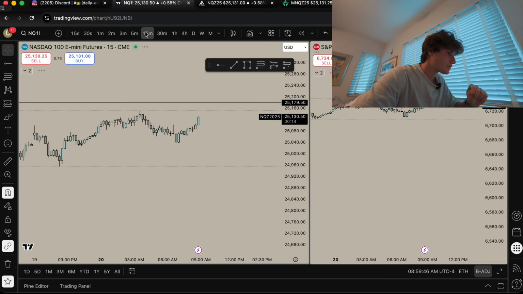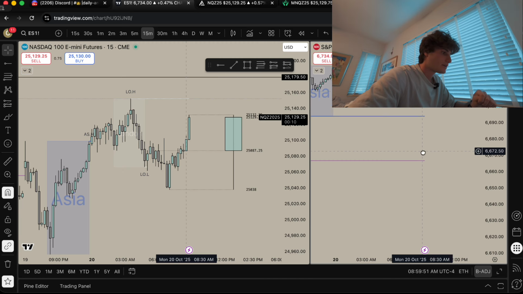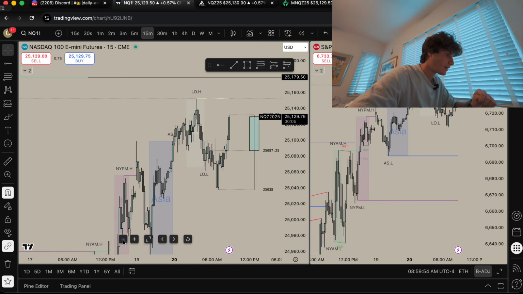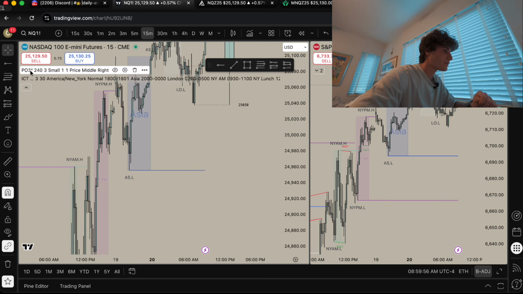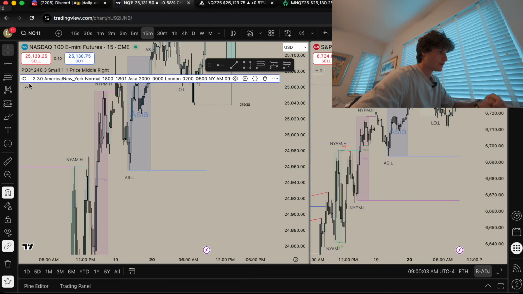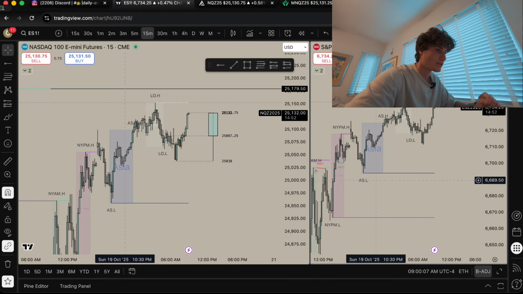Hourly, 15-minute. Okay, so do we have any SMT or anything at any of this session? Okay, and also this session indicator is called ICT kill zones and pivots. It's my favorite one. I use it every day. Okay, so I don't think we have any bullish SMT here.